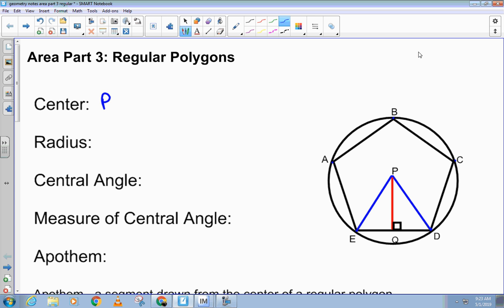And remember, a radius is a segment that goes from the center to a point on the circle. So if you look here, PE goes from the center to a point on the circle. It also goes from the center of the polygon to the vertex of the regular polygon. So PE is a radius. Do I have another radius drawn? PQ is not. P goes from the center, but it doesn't go to the circle. But PB, right?